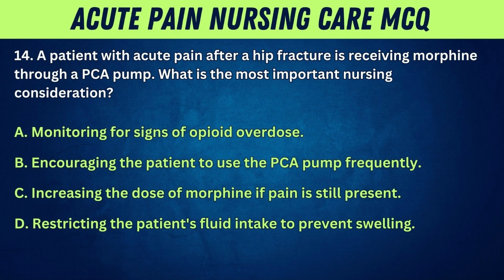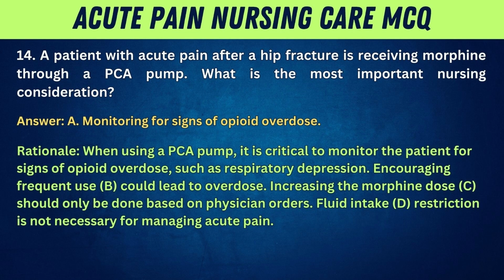14. A patient with acute pain after a hip fracture is receiving morphine through a PCA pump. What is the most important nursing consideration? A. Monitoring for signs of opioid overdose. B. Encouraging the patient to use the PCA pump frequently. C. Increasing the dose of morphine if pain is still present. D. Restricting the patient's fluid intake to prevent swelling. Answer. A. Monitoring for signs of opioid overdose.